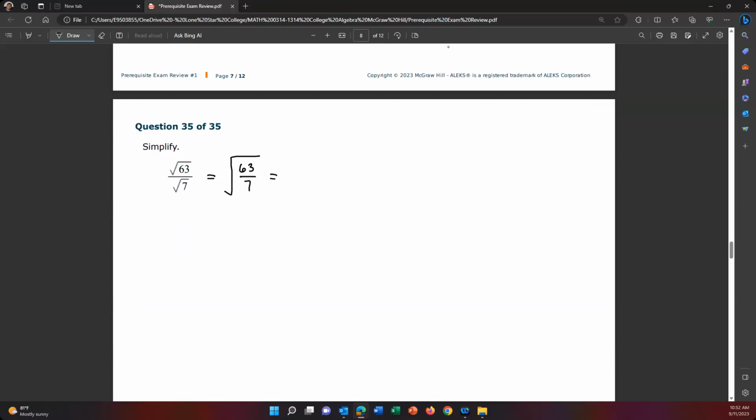The rule is if we have the square root of a over the square root of b, we may write this as the square root of a over b. It's a property of radicals. And so what is 63 divided by 7? 9. What is the square root of 9? 3. And this is done.